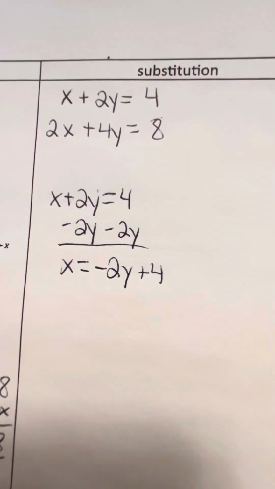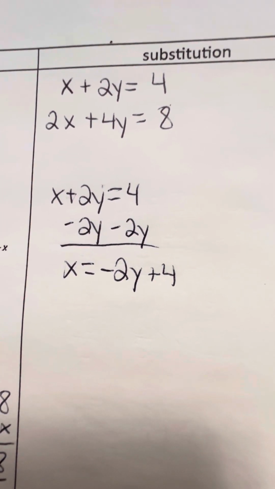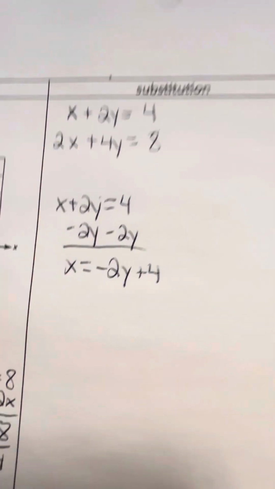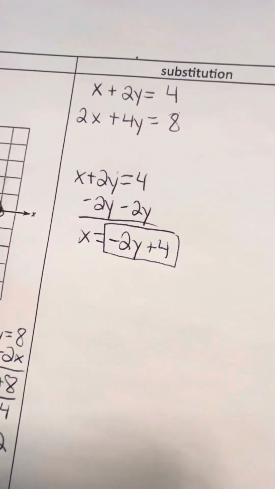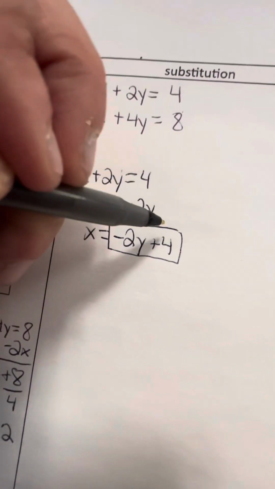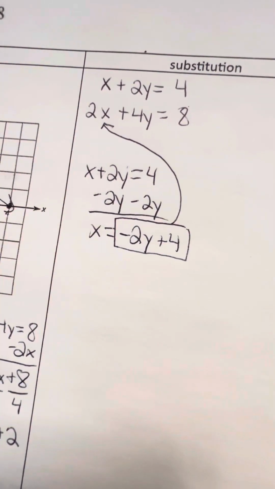Now some people ask me, can you put 4 plus a negative 2y or 4 minus 2y? That's fine. You can totally do that. This is just my method, and that's okay. So now I know that x is this, which I just boxed in. What I'm going to do is replace it in the second equation right where x is.